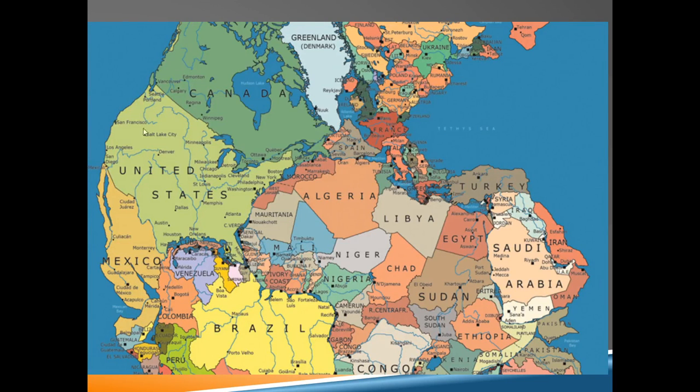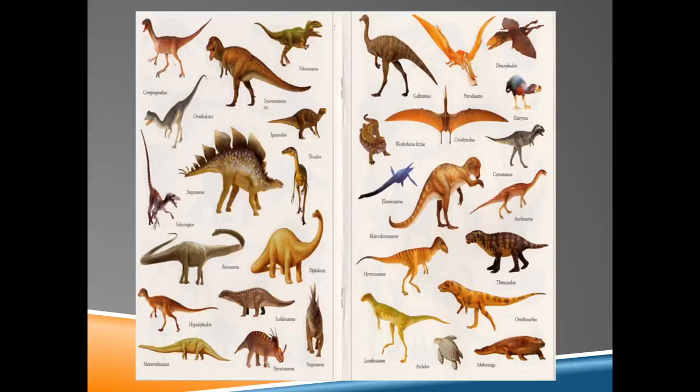Again, like I said, the North American continent is moving closer to the Asian continent, Russia and China, about 1 inch a year or so. So keep that in mind.